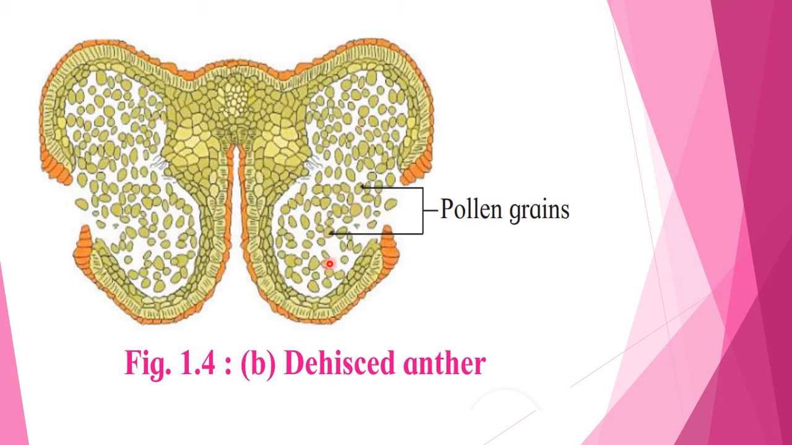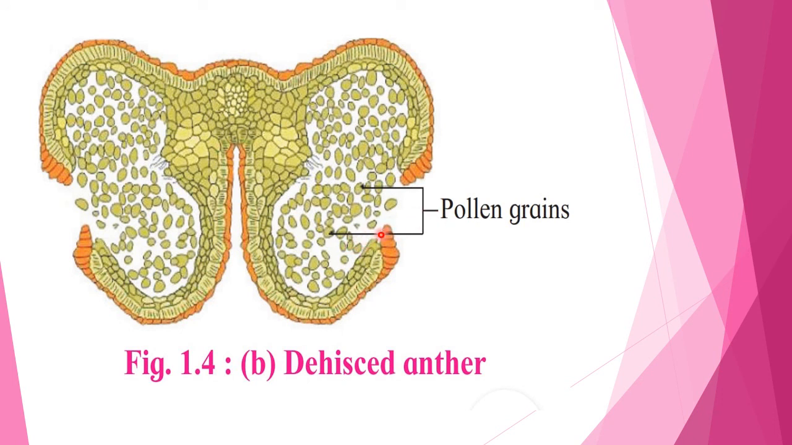They are actually each side there will be a single sac, you can see, because the middle everything it is getting disintegrated and pollen grains can come out through this area. Okay, so that way you have to draw. That is the structure of anther.